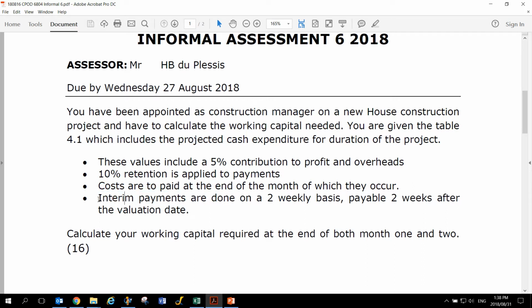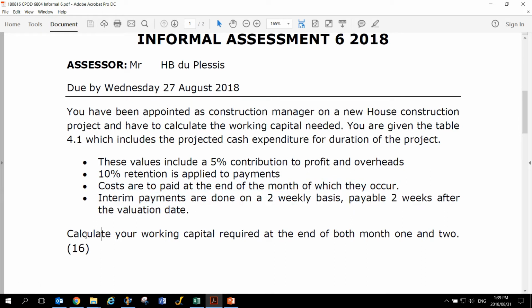Your interim payments are done 2 weekly. Okay, but your costs, that's now your buying costs and your labor costs and all those costs, it's only going off out of your account at the end of the month, whereas you're getting an income every 2 weeks. Okay, so hopefully that makes sense, because this might have thrown you off a little.